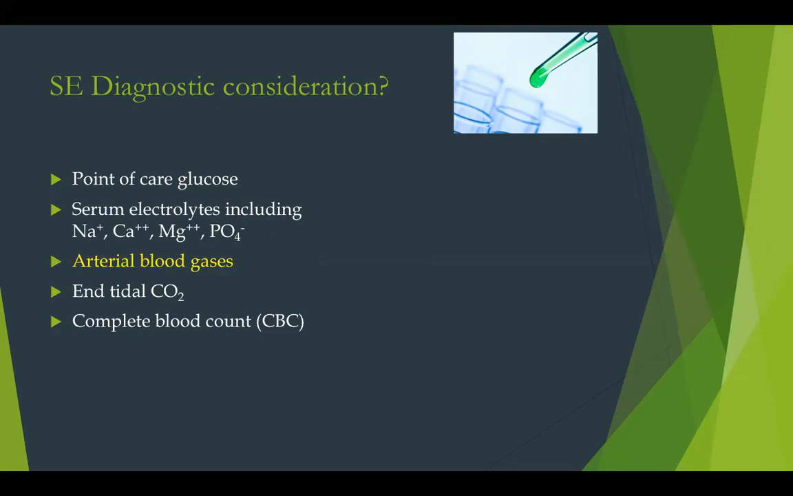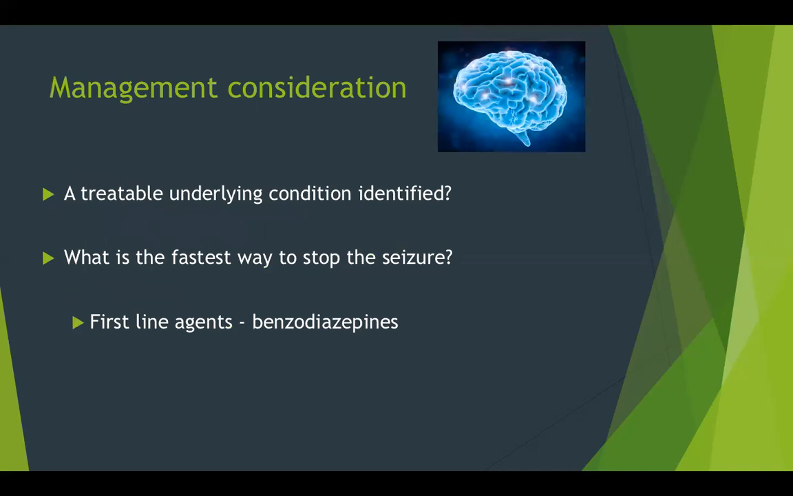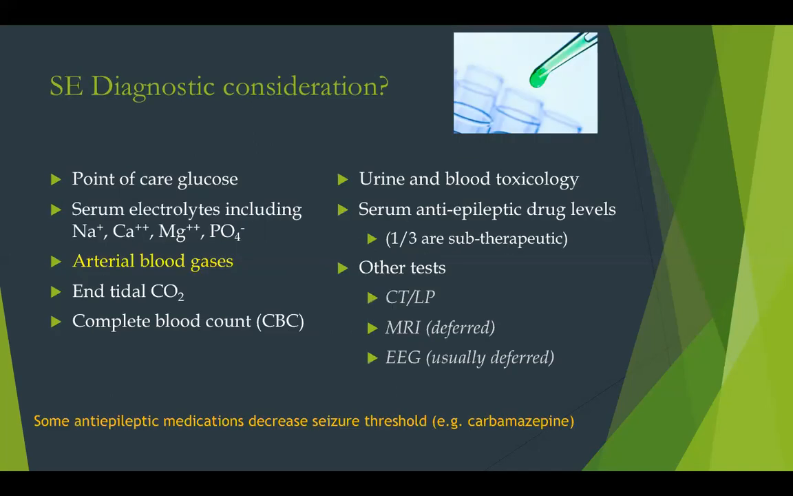So we do point of care glucose to make sure hypoglycemia is not the cause of this. Check electrolytes, check blood gas. It's important to check the end-tidal CO2 to see whether or not there is respiratory depression or respiratory failure going on, which we need to support, as well as a series of other labs, as you can see here.